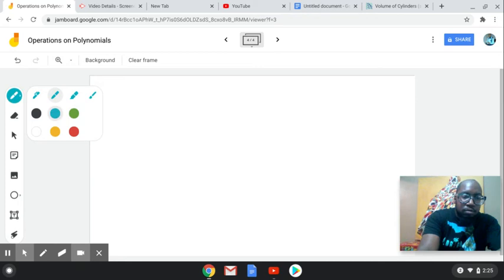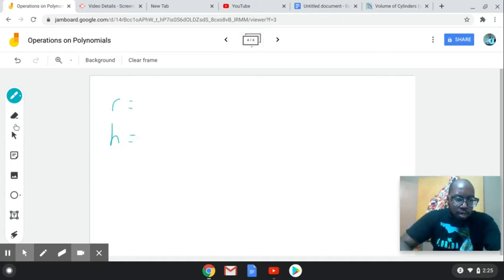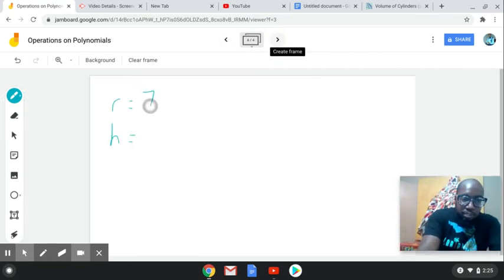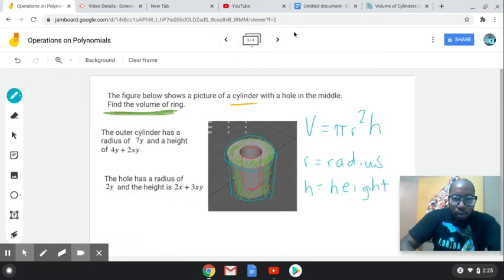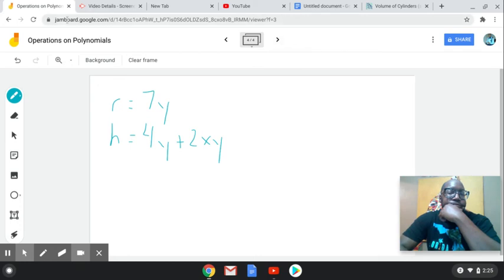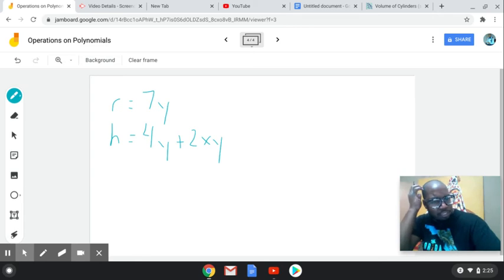Okay, so that one, like I said, we know the R, and we have H. So R in that case was 7y, and the height was 4y plus 2x. So this is going to be 7y, and this is going to be 4y plus 2xy. Now we have to find the volume of that. So let's just go ahead and find the volume of that one.